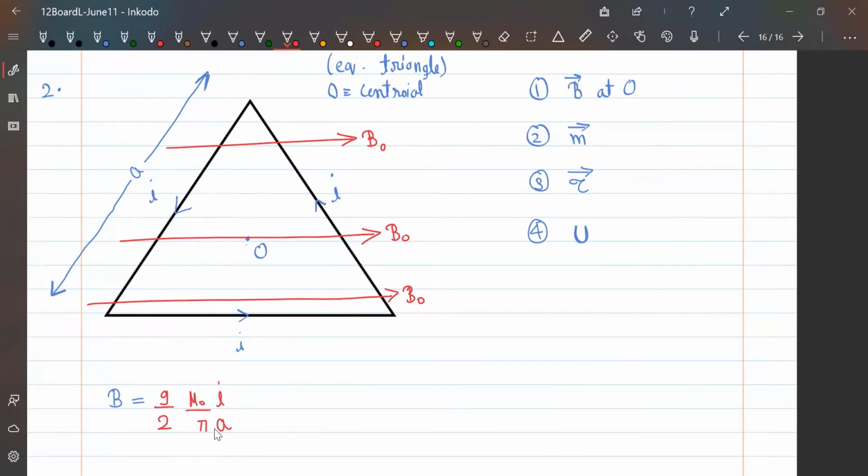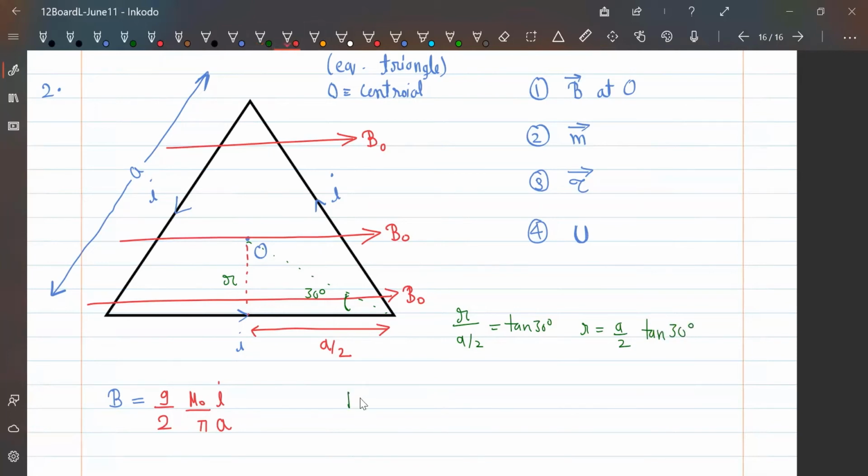No, sir, I am getting 3 root 3 mu naught I by 2 pi A. Okay, so this total side length is A, so half of this would be A by 2. What I need is this distance, so to calculate this I would make a triangle. This angle total is 60, so half angle will be 30. This is my R. So R divided by A by 2 is tan 30, so R will be A by 2 tan 30.